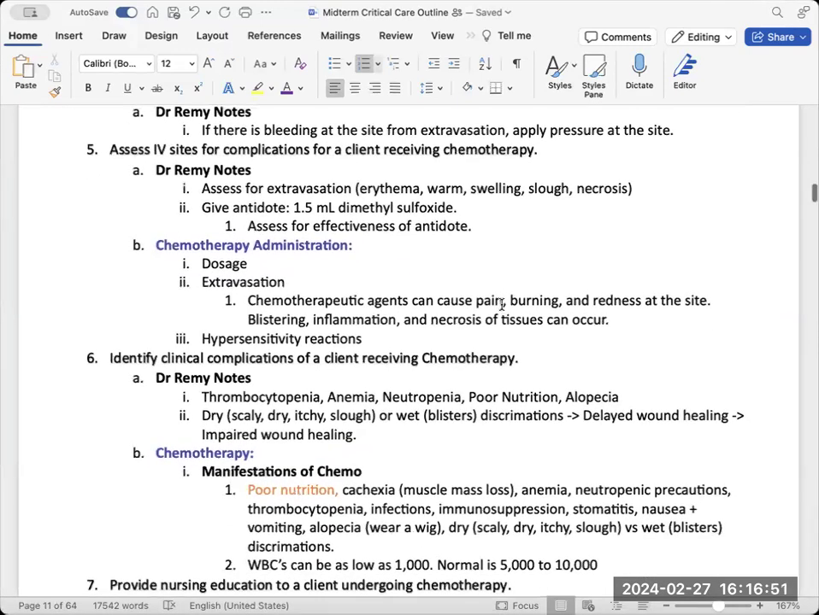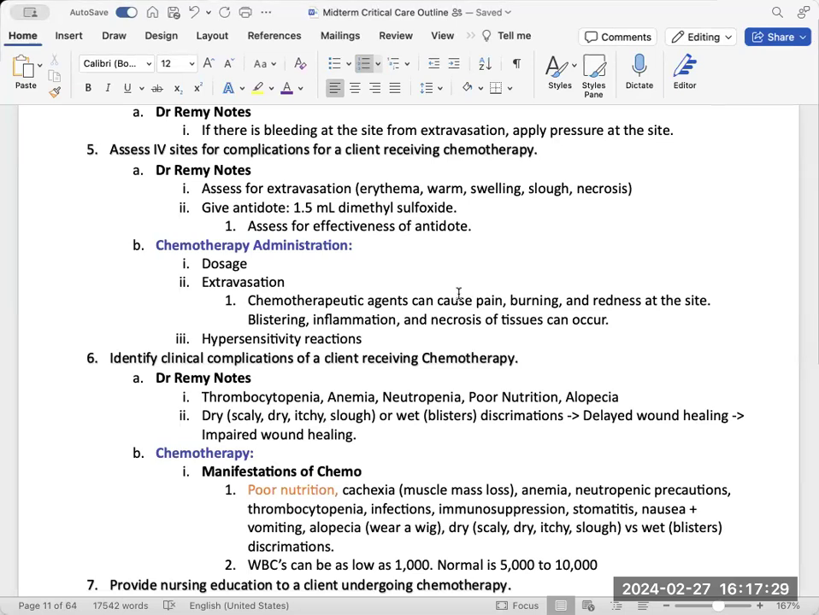The next question talks about complications of receiving chemotherapy. Well, chemotherapy could cause extravasation. So we need to watch out for things like redness, warmth, swelling, I think it's called slough, I think I'm saying it right, and necrosis. So we're looking for things like that. We can also give them the antidote if we see these things occur, which is dimethyl sulfoxide. And we want to assess for the effectiveness of the antidote, and hopefully the extravasation, that redness and stuff, will start to go down.